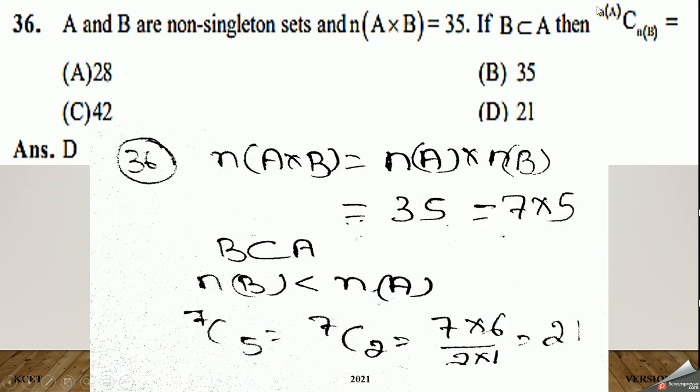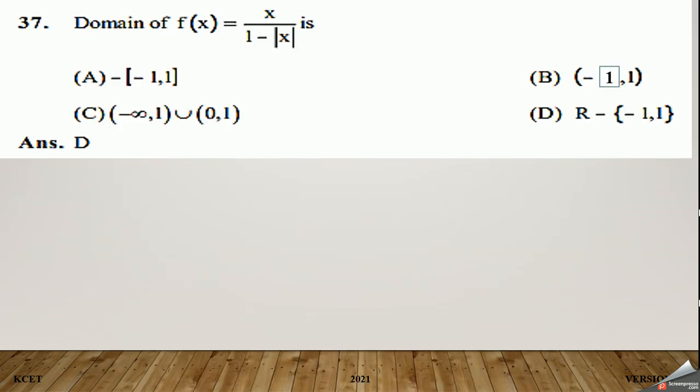So 7C5, I'm going to substitute N of A as 7 and N of B as 5, which is same as 7C2. We know the property nCr is equal to nC(n minus r). Using this property, we are going to get the answer as 21, option D.